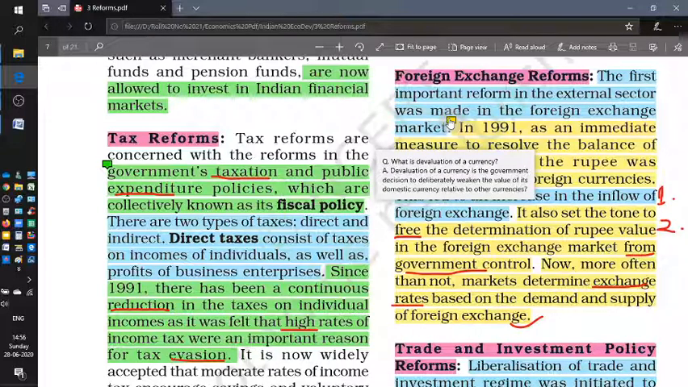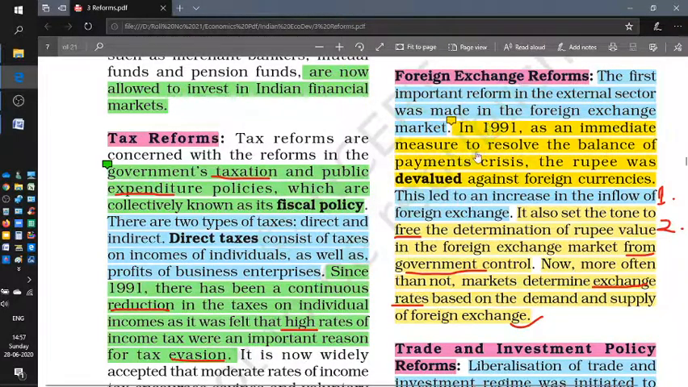What is devaluation of a currency? Devaluation of a currency is the government decision to deliberately weaken the value of its currency. Like in the case of India, to lower down the value of the rupee against other countries' currencies, against the dollar, against the pound, against the yen, and so on and so forth.